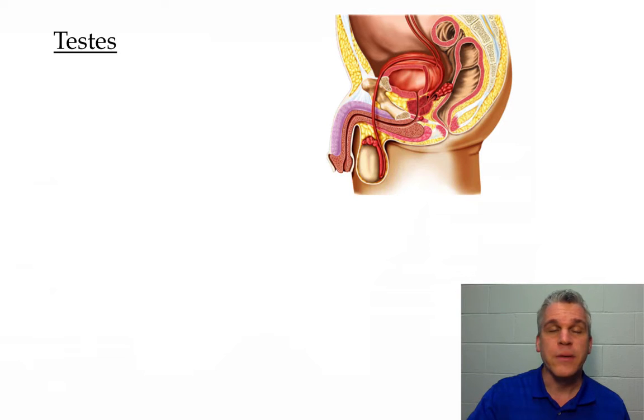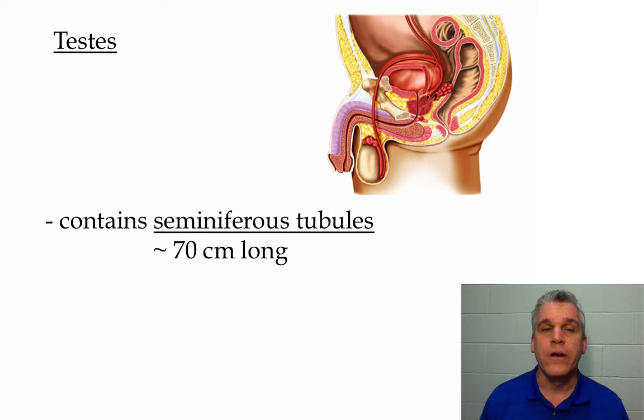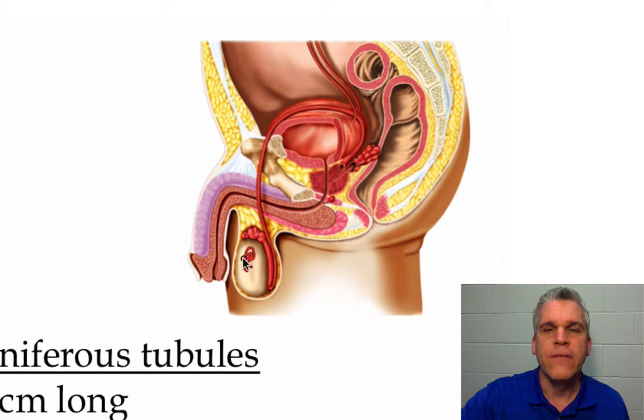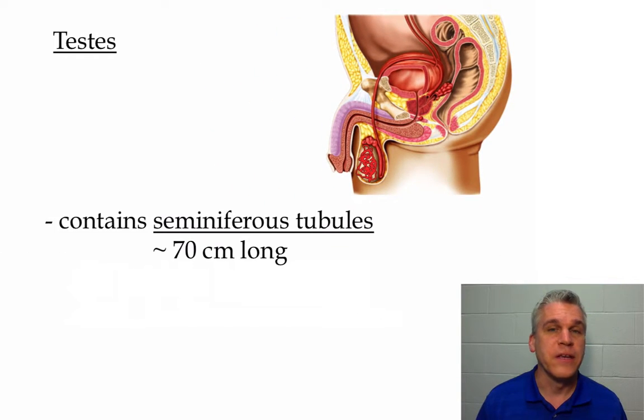Now, the testes, of course, is the primary sex organ, and this is where the sperm will be made. This contains seminiferous tubules. So in the testes, we have these very small tubules that are tightly packed together. Each tubule is about 70 centimeters in length, but there's numerous seminiferous tubules. In fact, if we were to stretch out all the seminiferous tubules end to end, it would be longer than a football field.